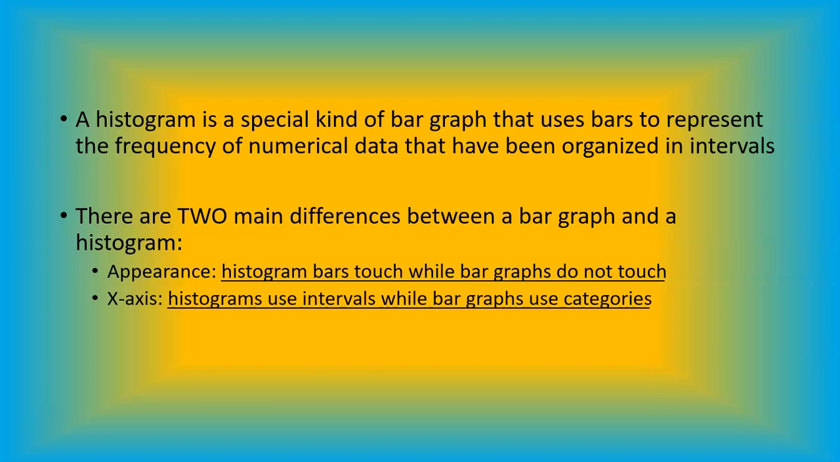The next difference is the x-axis, right along the bottom. Histograms use intervals while bar graphs use categories, okay? So, when we did the frequency table, that very first example with the different kinds of music, that actually could have and probably should have been made into a bar graph because there were categories, not intervals. Whereas the other two that we did, those had intervals. So those are the two differences between a bar graph and a histogram.